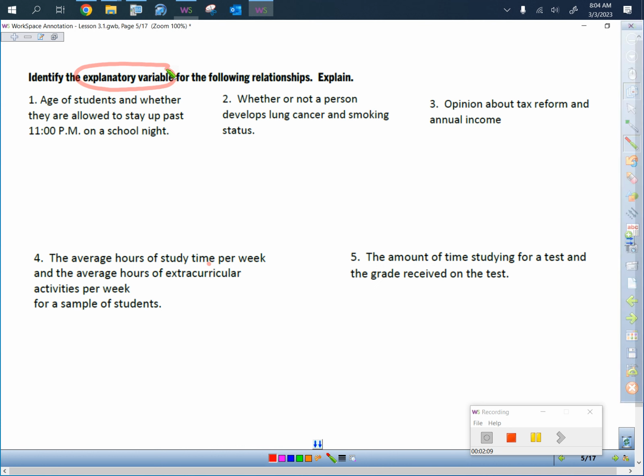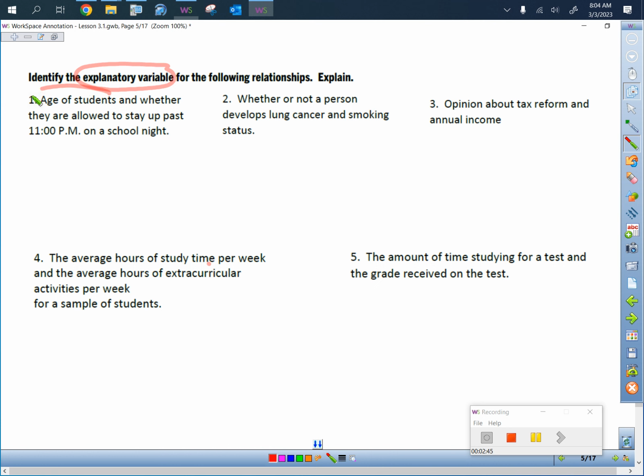So let's just find the explanatory variable. In number one, you're comparing the age of students and whether they're allowed to stay up past 11 p.m. on a school night. There's two categorical variables there. One is the age of students. The other is, were they allowed to stay up past 11? Which one do you think helps predict the other? Does knowing the age help predict if you stay up past 11, or does knowing if you stayed up past 11 help predict the age? Which one is more explanatory, age or stay up?